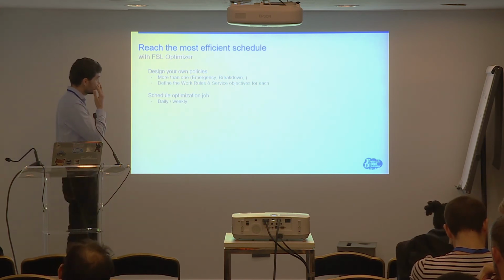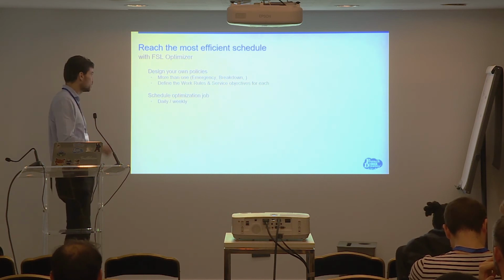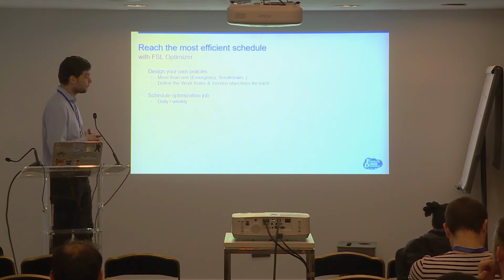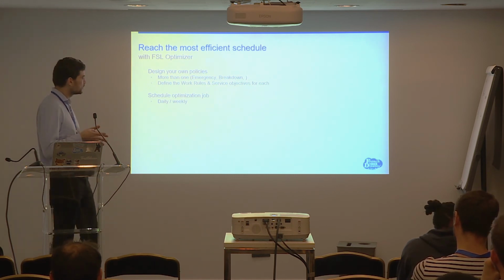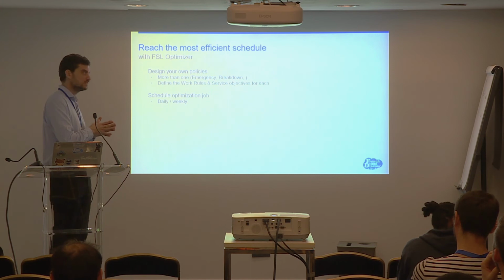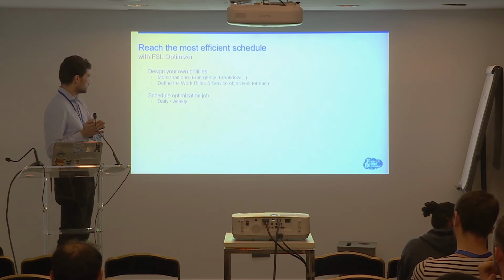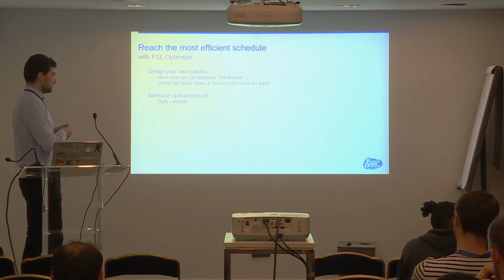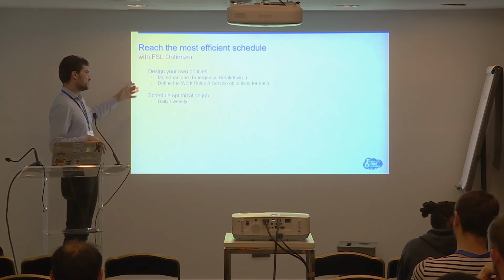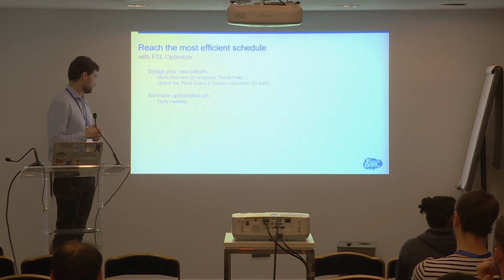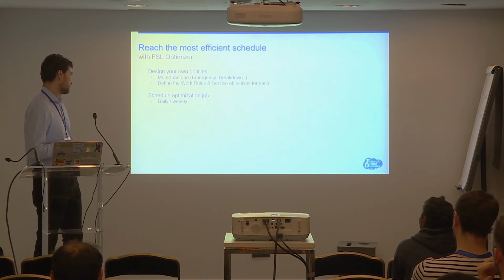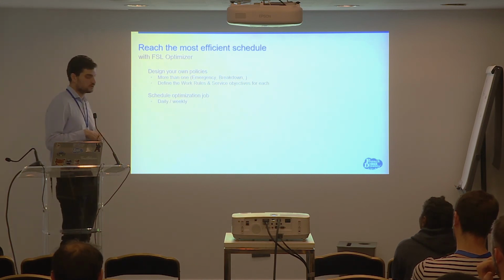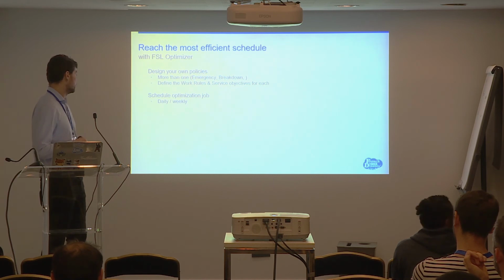To reach an efficient schedule with FSL Optimizer, we need to define our own policies: for emergency, the normal policy, for quality policy or quantity policy. It means that we can define as soon as possible or as a service objective. We also have to define our workloads and service objective for each policy. And if we are happy with our optimization engine, we can schedule an optimization job to run weekly or on a daily basis.